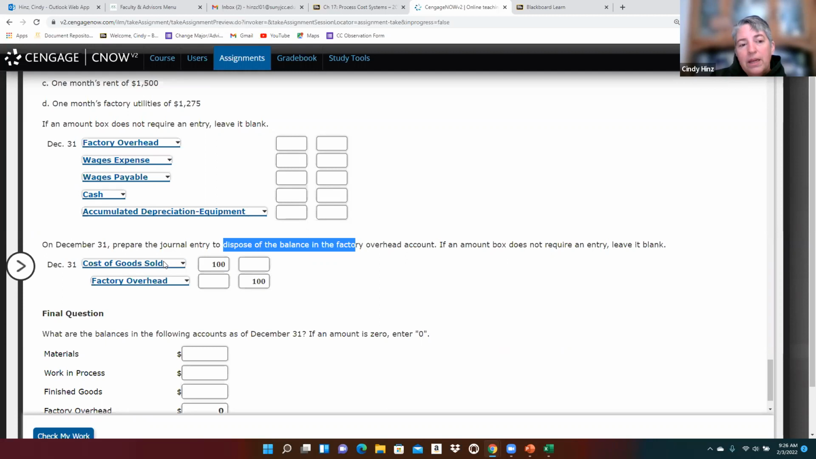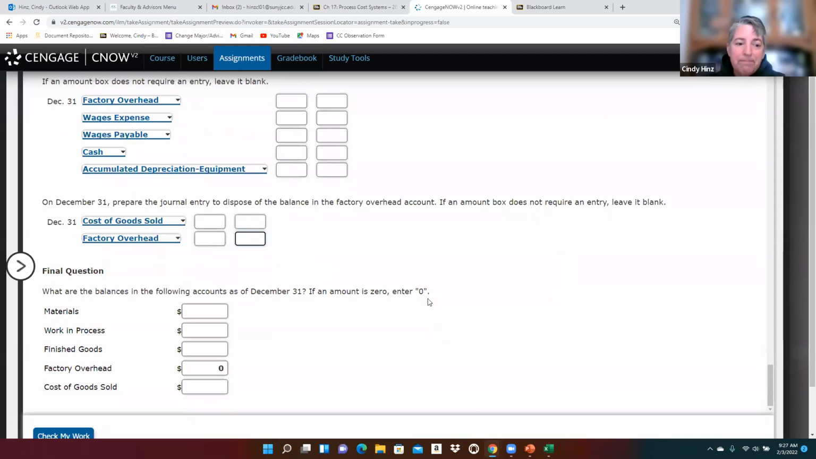When you look at these drop-down lists, both the debit and the credit side allow you to choose cost of goods sold and factory overhead. You'll have to determine which one is the debit, put that one first, and which one is the credit, put that one second. At the end, your factory overhead will have a balance of zero. As you've tracked all the rest of those T accounts, you'll be able to calculate the ending balance for each of these other 4 accounts. So that is my somewhat, but not very brief explanation of how to go through the Chapter 16 problem.